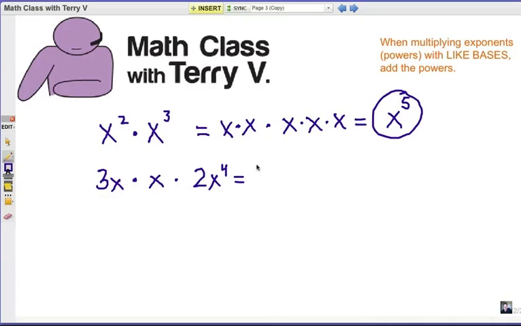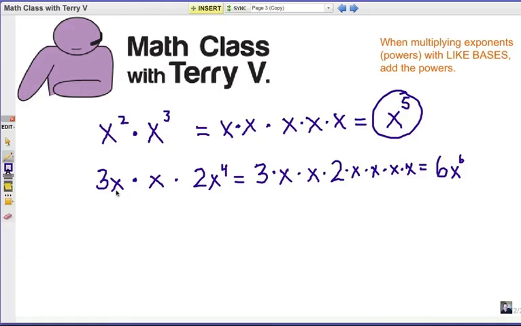We've got 3x, which is 3 times x. And we have multiplication by another x. And then we have multiplication by 2x to the fourth, which is 2 times 4 x's. All right, now what we're going to do is just count up what we've got, and we want to make sure that we have the right coefficient in the number part. So 3 times 2 is 6, of course. So we put that in front, and then we count up our x's, and there's 6 of them, right? So 6x to the sixth.